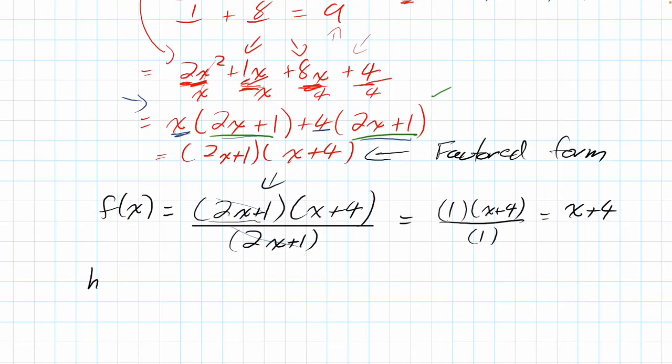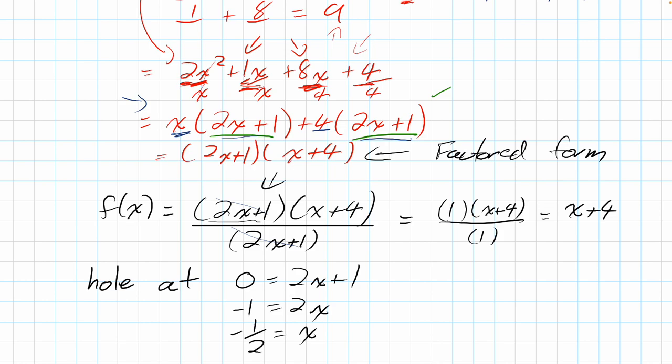So there must be a hole at 0 equals 2x plus 1. Okay, so if we isolate, we end up with negative 1 is equal to 2x. And we get x is at a negative half. So there is a hole in the graph there.